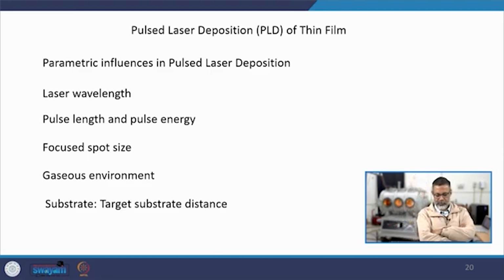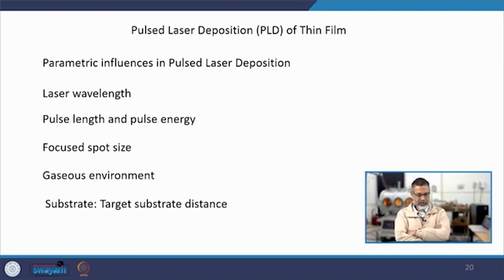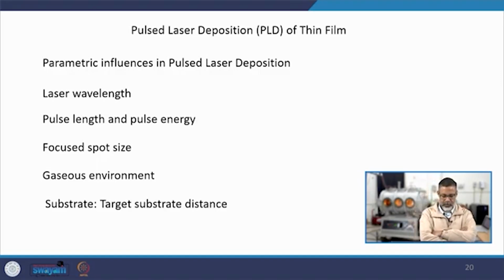Another thing is the pulse energy. As I have told you, the pulse energy is very important, because if that energy is more, then it can re-ablate the material from the substrate, and if it is very low, then it will not reach the substrate. Another important thing is the focus spot.